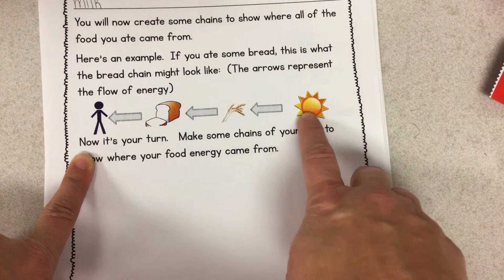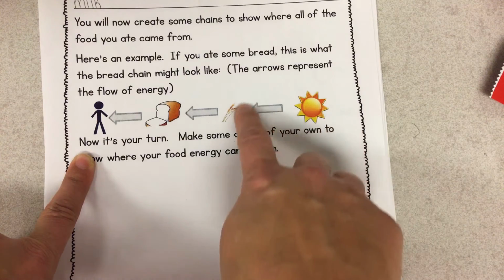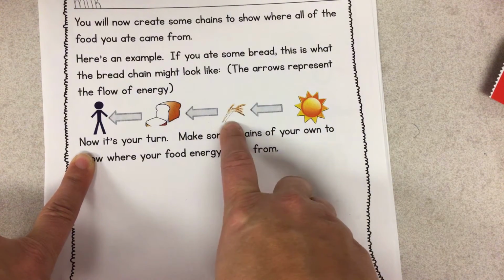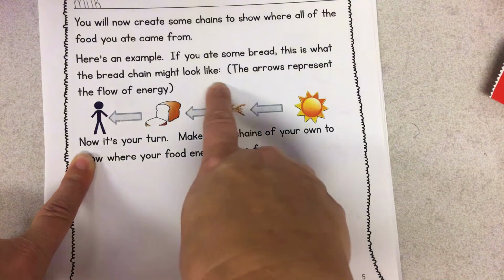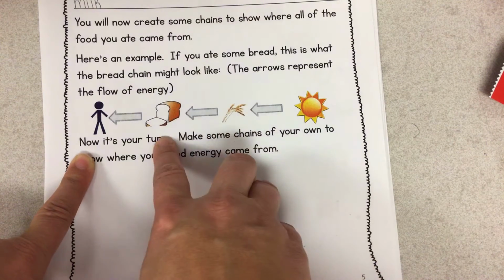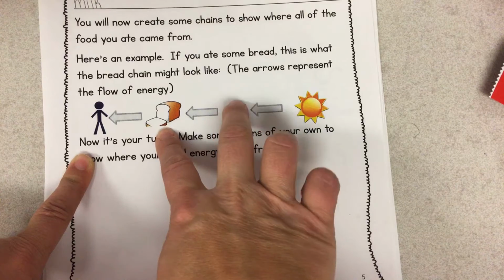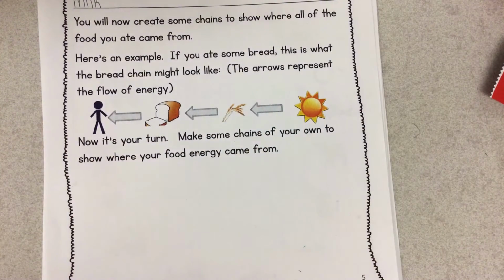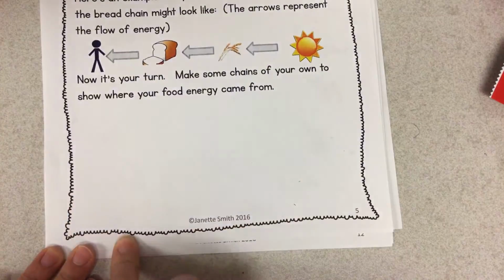We start off with the sun, which gives the plant, in photosynthesis, the energy, the glucose. Then the wheat gets turned into bread, has that energy from the wheat that came from the sun, and then the person eats it, and that's how we get the energy. So you have some room down here. If you do not have any more room, once you have done your chains here, go ahead and do it on the back side of your packet.